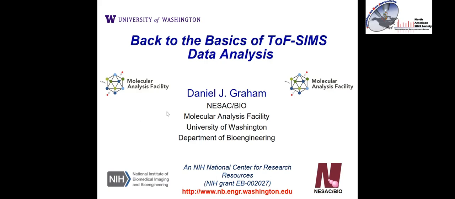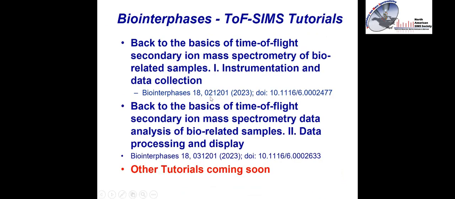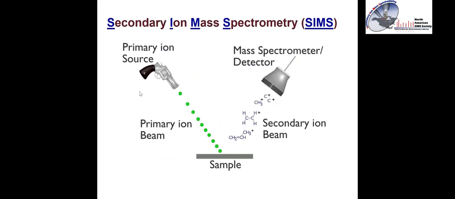So I recently published a couple of tutorials in Biointerfaces. This is part of a tutorial series that Biointerfaces is doing on ToF-SIMS analysis. There are two published now, and a couple of others by other authors are in progress and should be released soon. The hope is to provide basic tutorial information about how to set up ToF-SIMS experiments, how to analyze the data, and how to work with different types of samples like tissues, bones, and polymers. I'm not going to spend a lot of time talking about how SIMS works today.